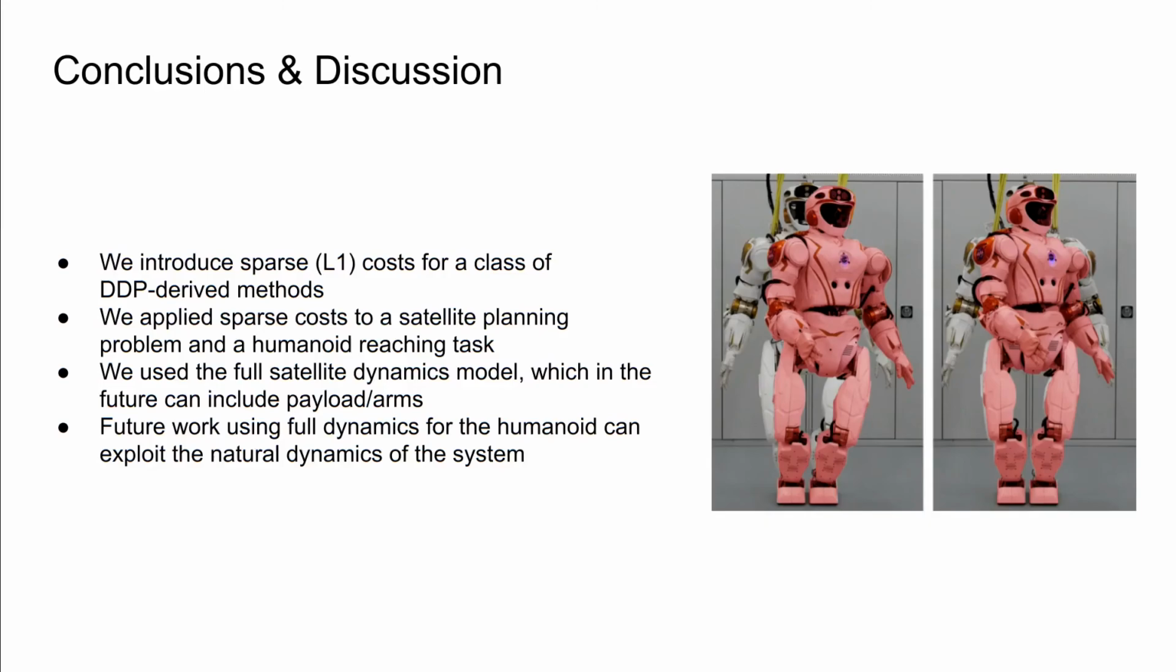In conclusion, we introduced L1 regularization to a family of DDP-derived optimal control solvers. We studied their convergence properties and the effect of the free parameters. We applied sparse cost to a satellite problem, showing that we can plan for thruster-like behavior with a control cost penalty. We used full dynamics for the satellite and tracked the center of mass trajectory. We also used sparse costs to actively select the required number of joints for a lower dimensional reaching task.